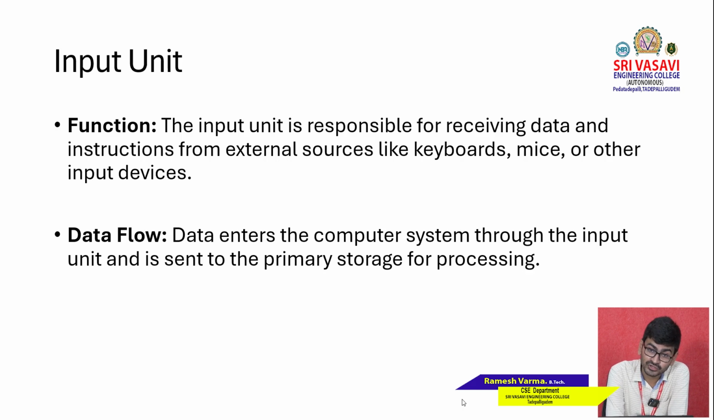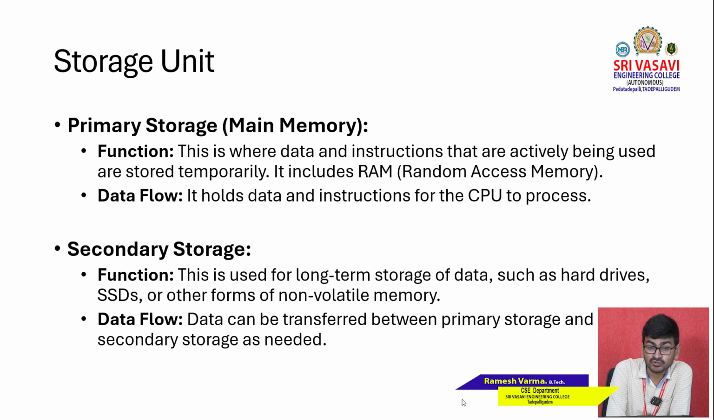Now let's see the storage units. We have two different storage units available. One is primary storage, that is called main memory. So main memory is the heart of the computer, because CPU accesses the instructions from the main memory itself. So this is where the data and instructions that are actively being used are stored temporarily. So this is also known as temporary memory.